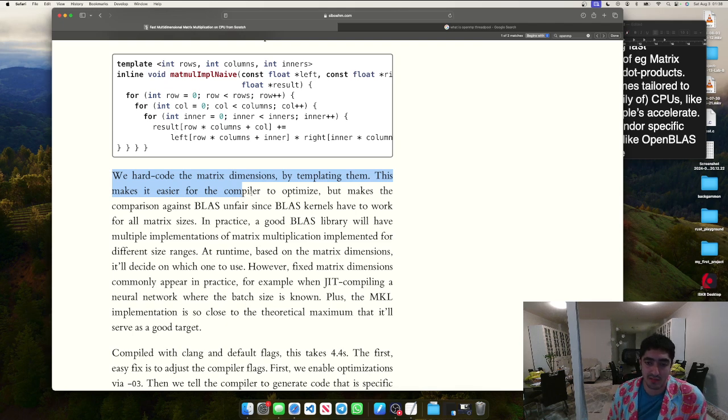Since BLAS kernels have to work for all matrix sizes, in practice a good BLAS library will have multiple implementations of matrix multiplication for different size ranges. At runtime, based on the matrix dimensions, it will decide which one to use. However, fixed matrix dimensions commonly appear in practice, for example when just-in-time compiling a neural network where the batch size is known, plus the MKL.